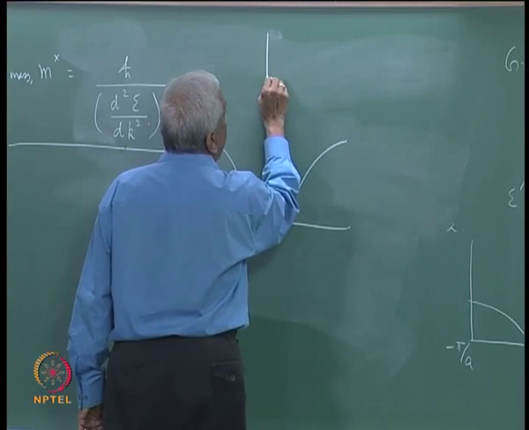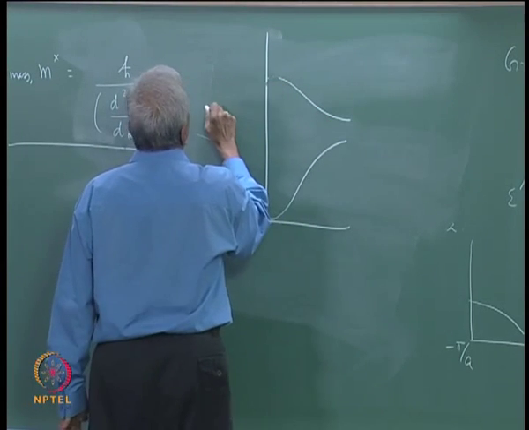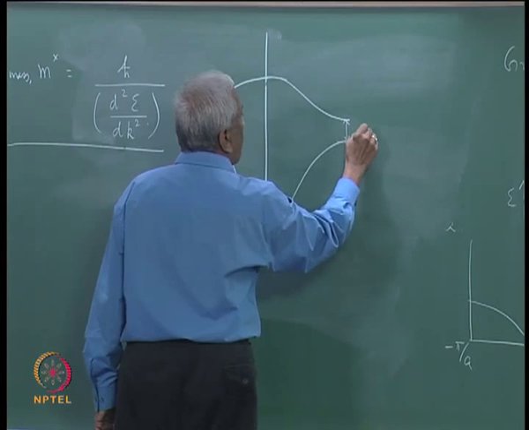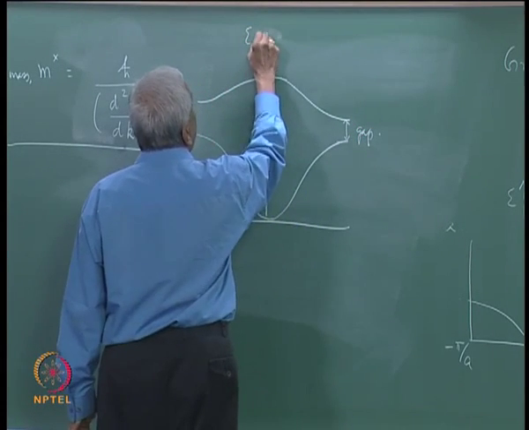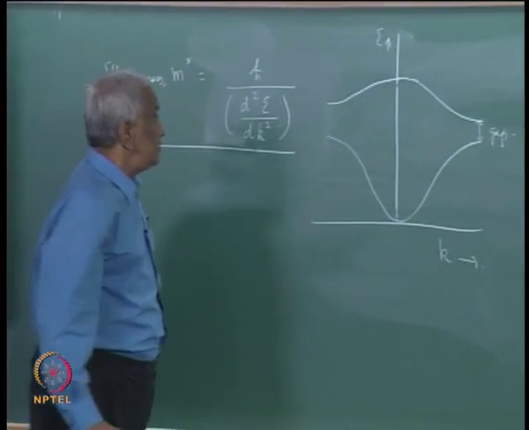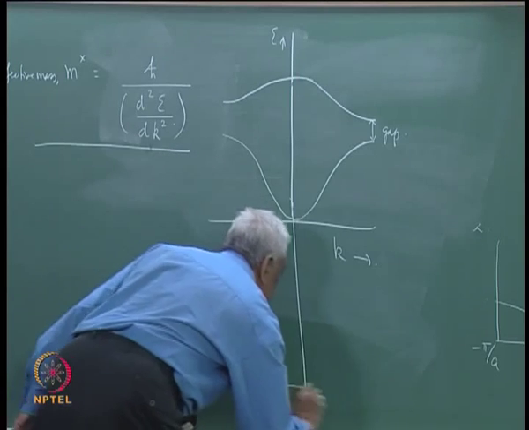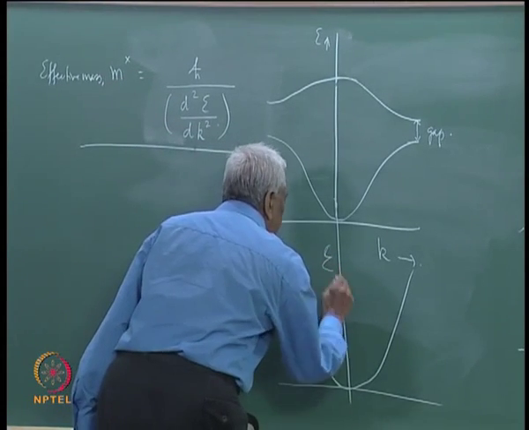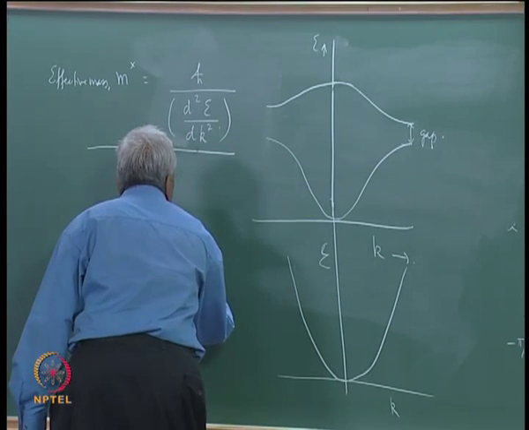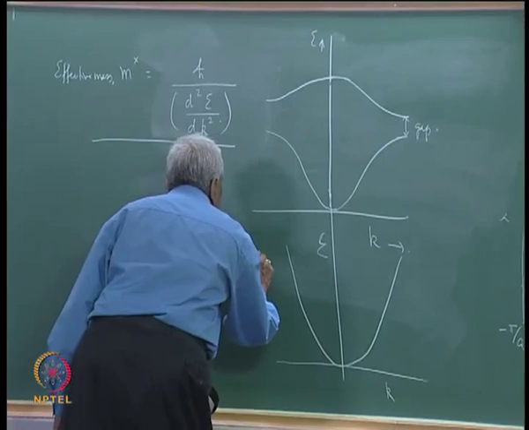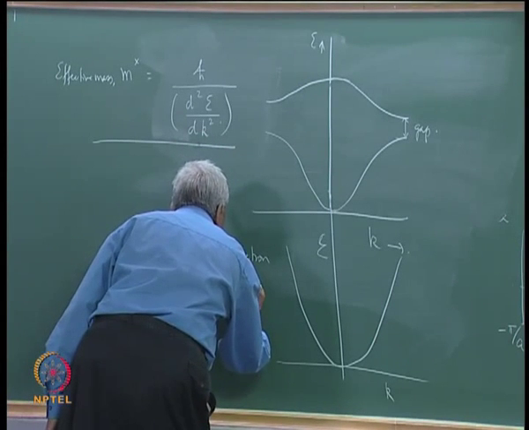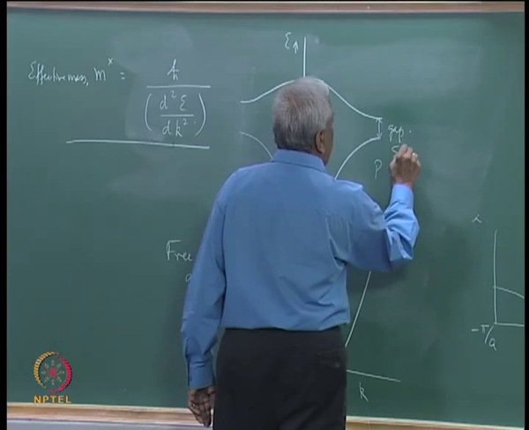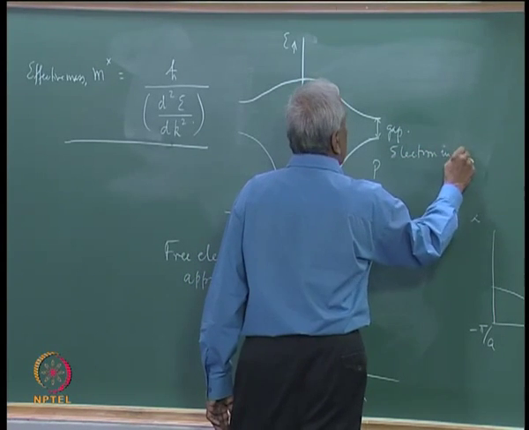So, you have, and so on. So, this is the gap, unlike the free electron approximation, which predicts a simple parabolic variation without any break. This is the free electron approximation. This is the electron in a periodic potential.